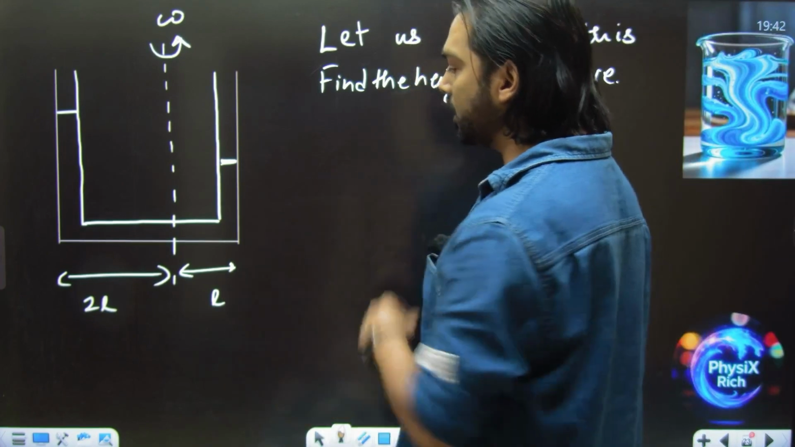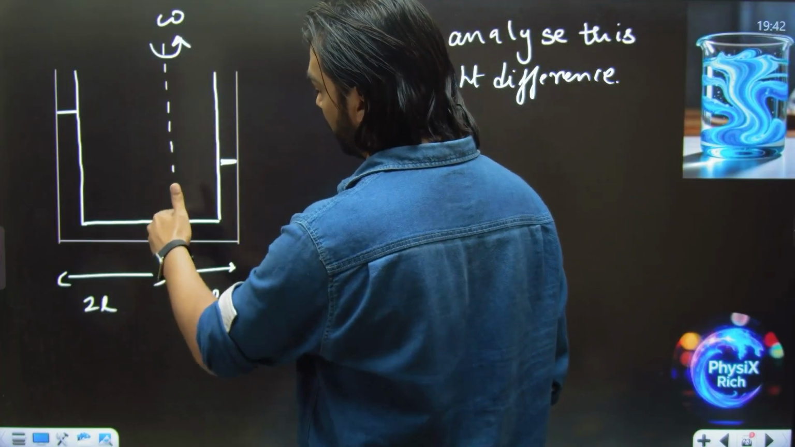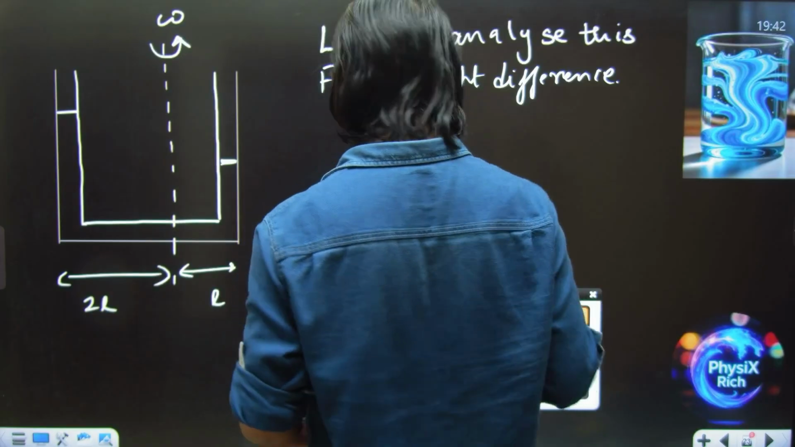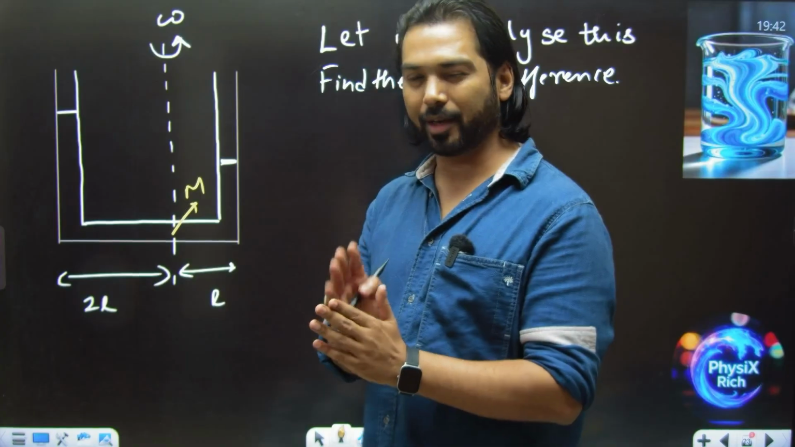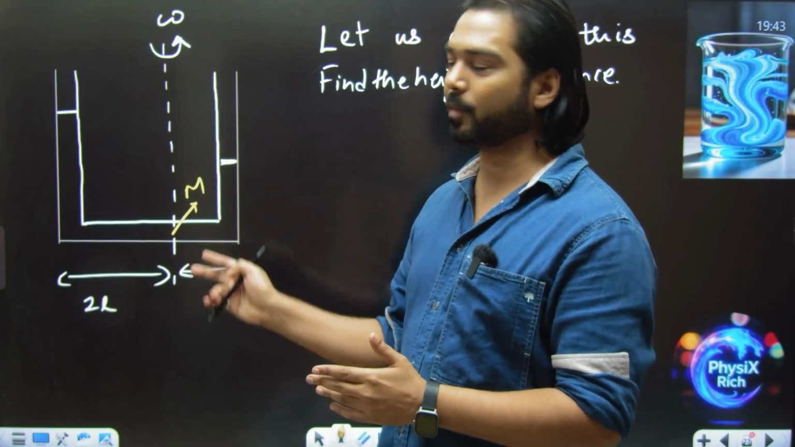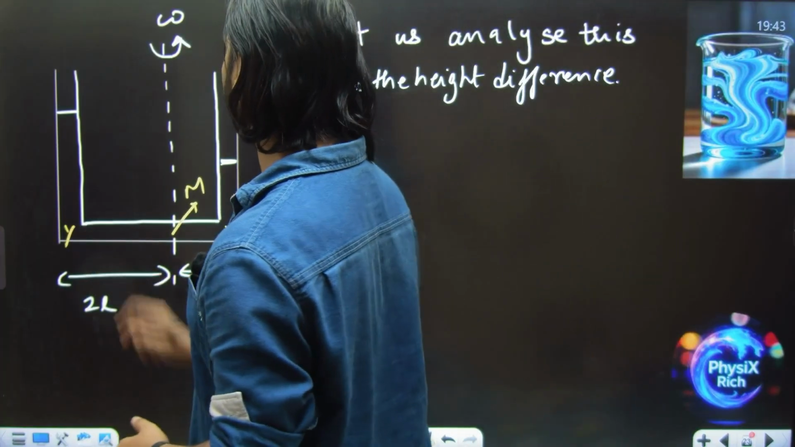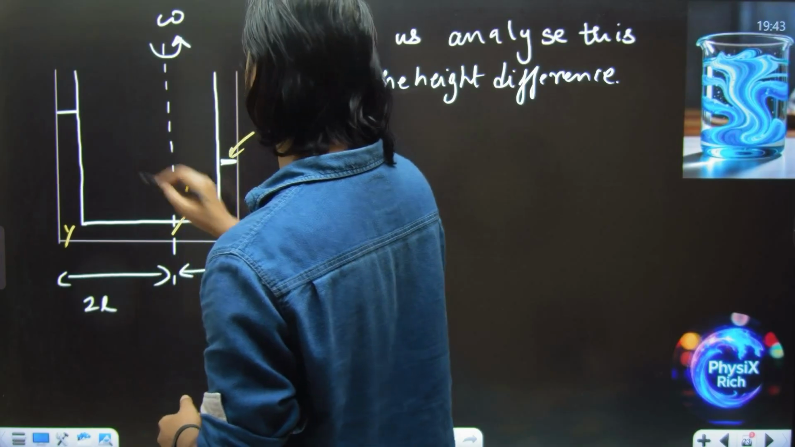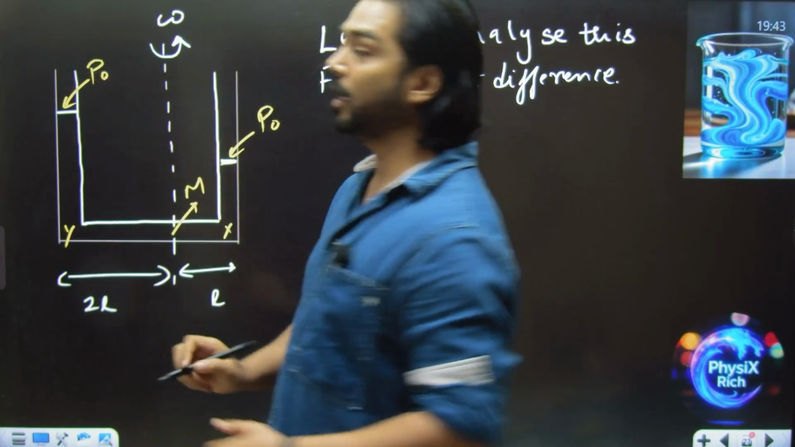In this question, the first thing we should notice is that, well, this point, let's call this point M. Why am I calling it M? M stands for like midpoint. It's not the midpoint, but it's like on the axis. That's why I'm calling it M. Okay, let's call this point X and let's call this point Y. This is the free surface and this is also the free surface. So at the free surface, the pressure is P naught.